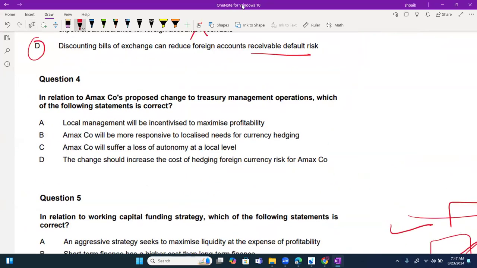Okay. In relation to the MS company's proposed change to treasury, you are moving from decentralized to centralized. Local management will be incentivized to maximum. No. MS company will be more responsive to the localized need. No. The problem is, in centralization there is less responsiveness because central staff has to manage too many things. MS company will suffer a loss of autonomy. Yes, that's the answer. The change should increase the hedging cost. No, the cost of hedging will reduce, because the center will look after things. The center can do the netting, matching. So cost will reduce. C is the answer.